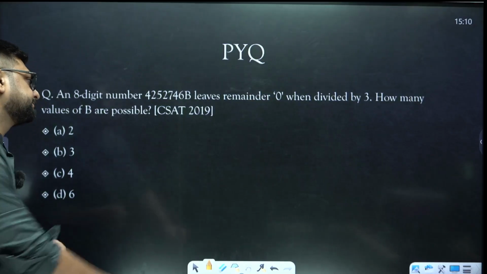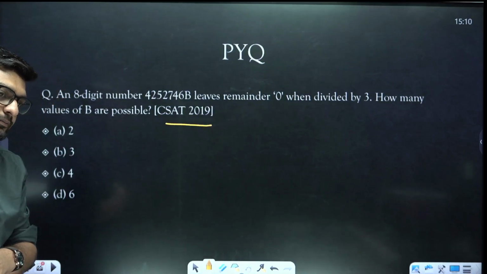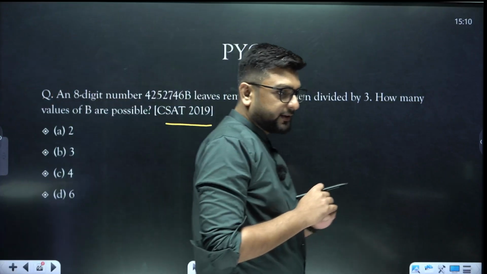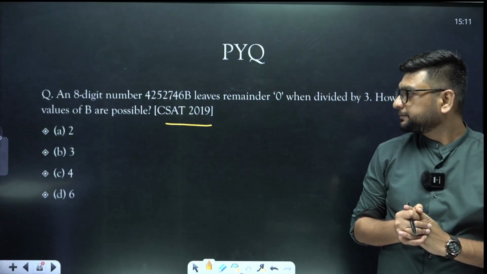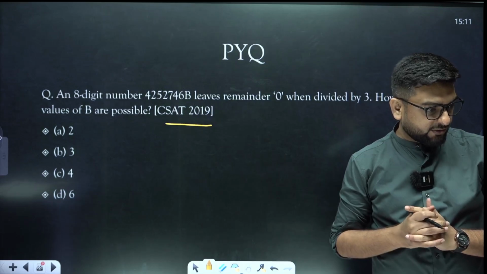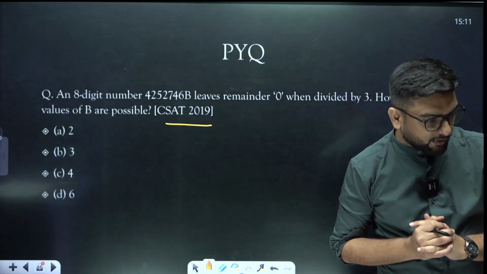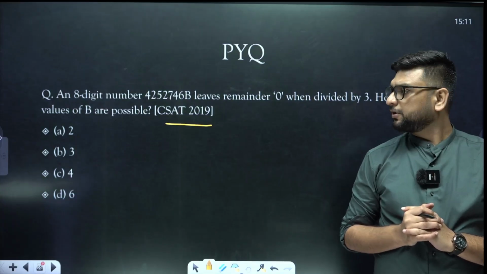2019. Parula said 3. Okay. So there are 3 possibilities according to Parula, and Yash is saying 4 possibilities. 0, 3, 9. What about 6? 6 is not possible here.